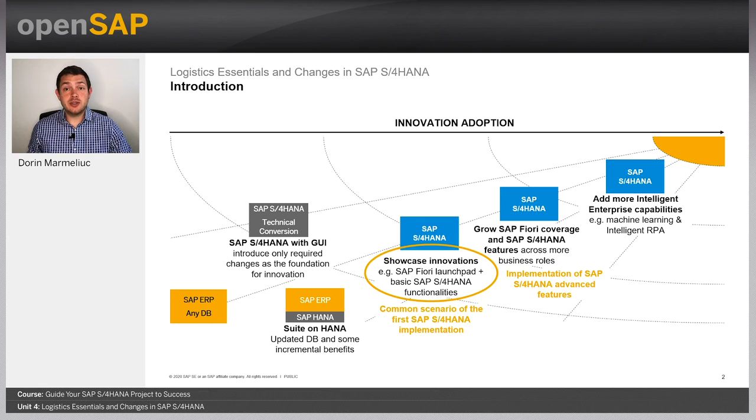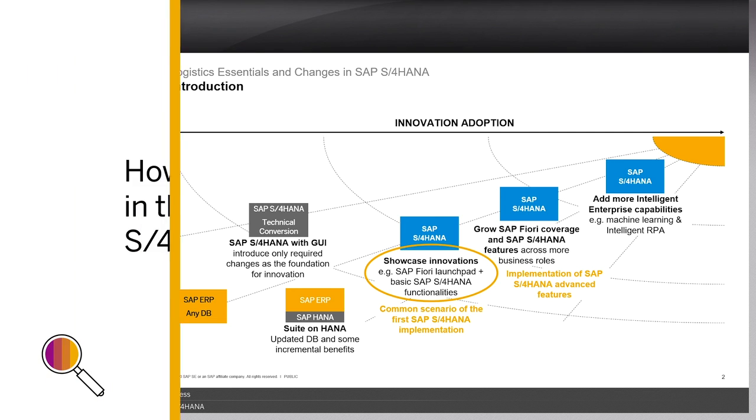As an introduction to our unit, I would first like to talk to you about the most common scenario of an SAP S4HANA implementation. What is the most common? Well, either a conversion, brownfield, or a new implementation, greenfield, is what customers are usually looking into right now. What both approaches share is that customers are looking to move to SAP S4HANA to take immediate advantage of the basic functionalities of S4HANA and have a taste of the Fiori Launchpad with its multitude of apps. What are the logistics essentials and changes that SAP S4HANA brings? Well, let's explore those questions together.